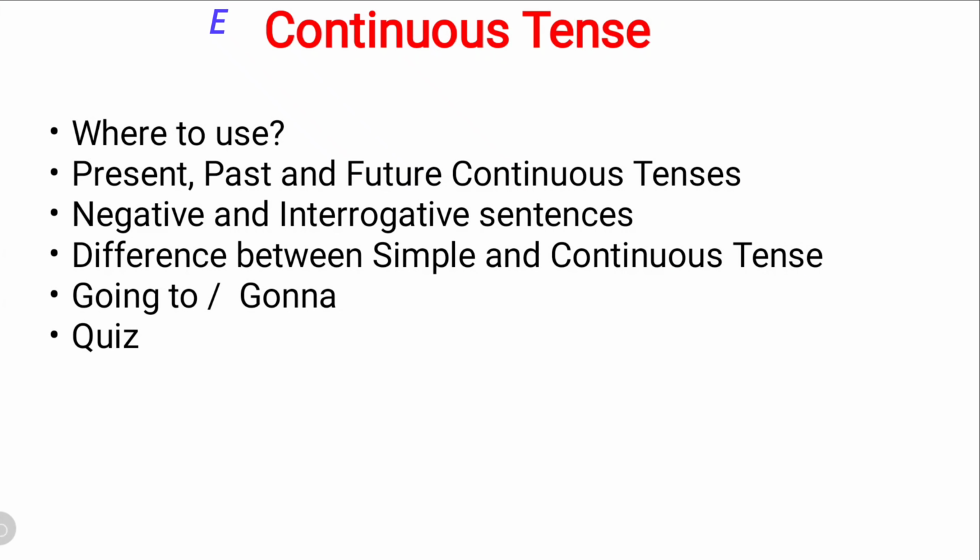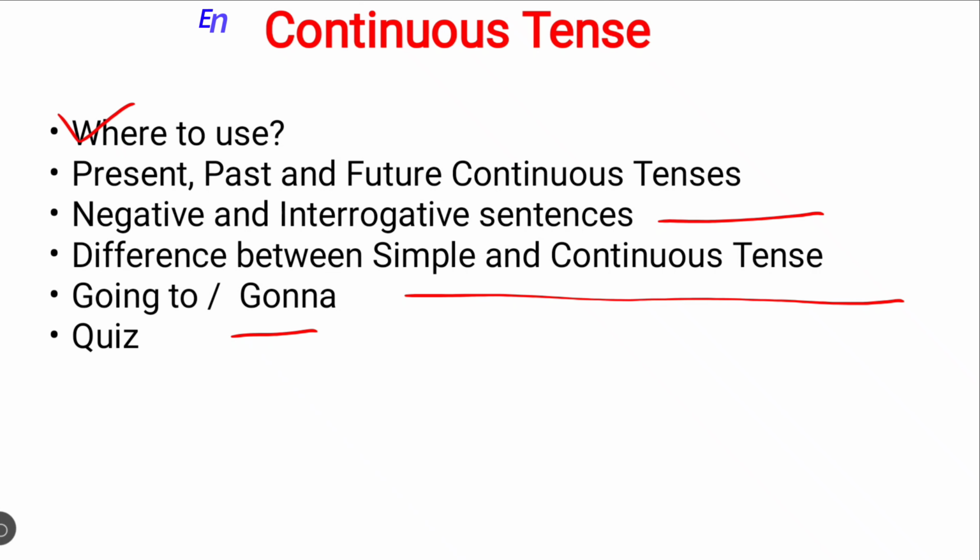So I have noted down some points for you, like where we can use the continuous tense and what are the different forms of continuous tense like present, past or future. And we will be moving through different sentences like affirmative, negative and interrogative sentences in terms of continuity. Then we will differentiate between continuous and simple tense. And after that, we will be talking about gonna. It is really very confusing that people use it for continuous, but it's not actually for continuous.